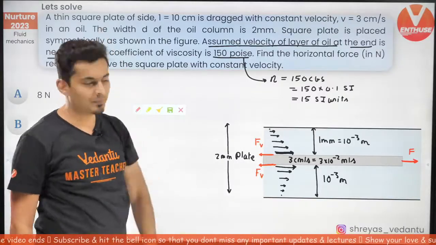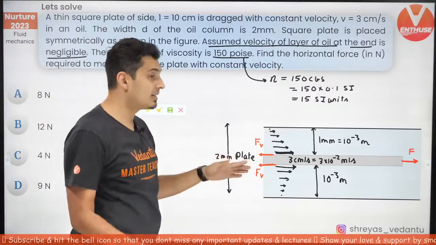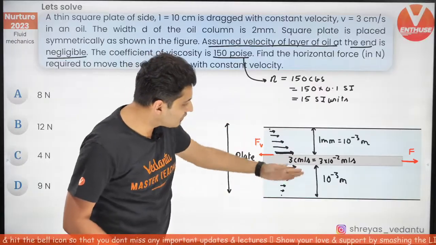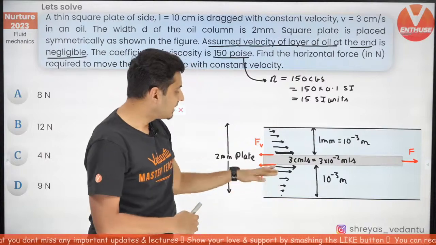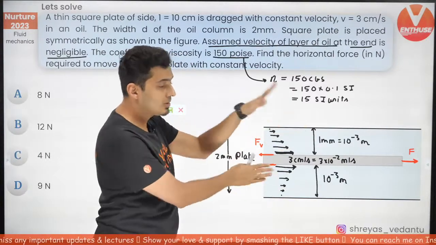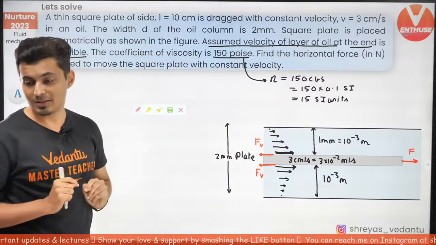Make sense? No, it's not because it is equal and opposite. It's because there is fluid here and there is fluid here. If this fluid was not there, then it will be just 1. But if this was not there, then also it is 1. Both are there, then it is 2. I hope this is clear.